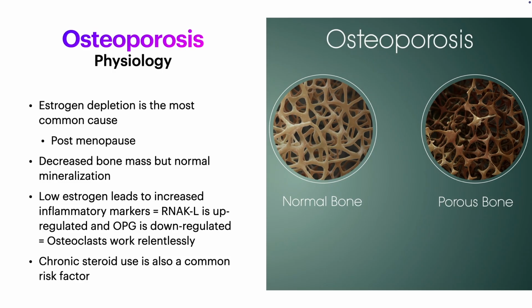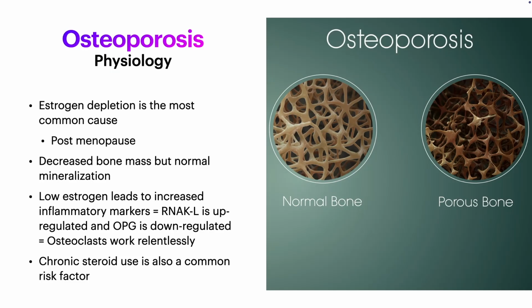But this has a lot to do with, I mean, there are so many things that can cause this, but the most common is definitely estrogen depletion and then chronic steroid use. So you see this a lot in women post-menopause. There's decreased bone mass, but normal mineralization. So there's no issue with your minerals. You're not deficient. You just have less bone mass because, in the case of post-menopause, the estrogen depletion.